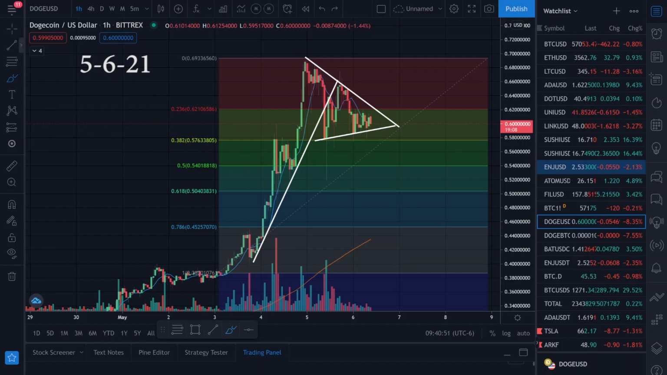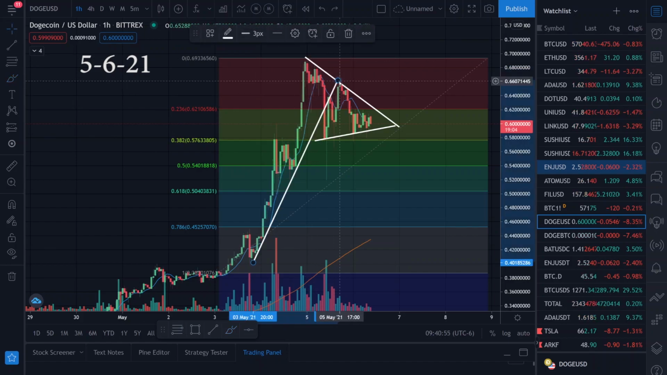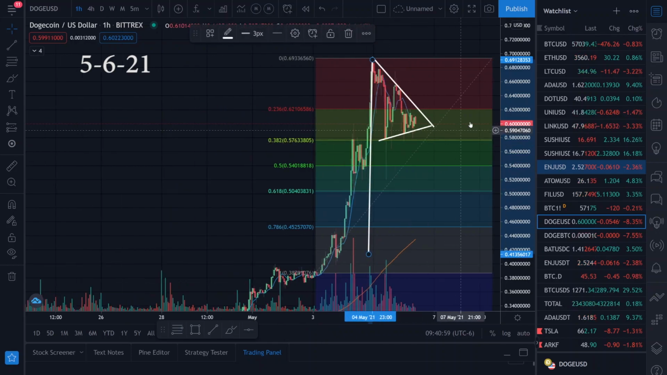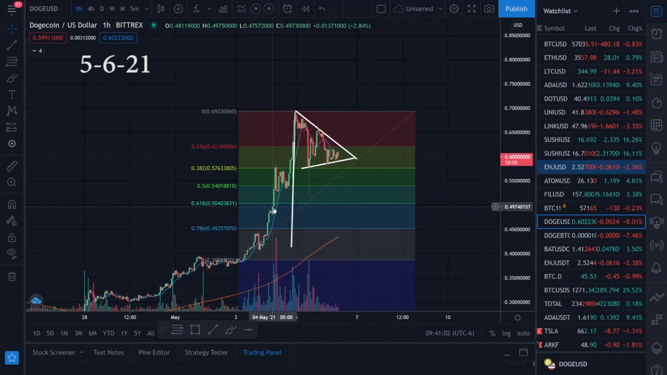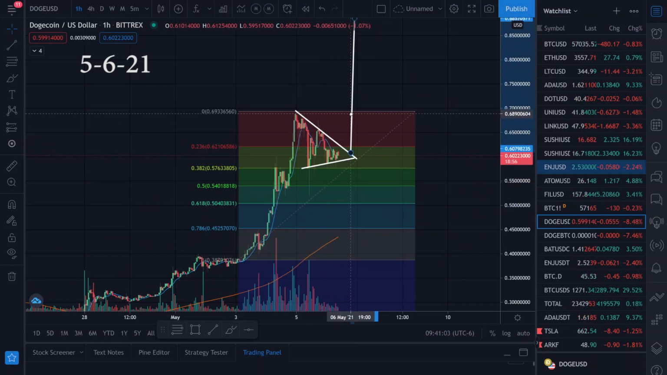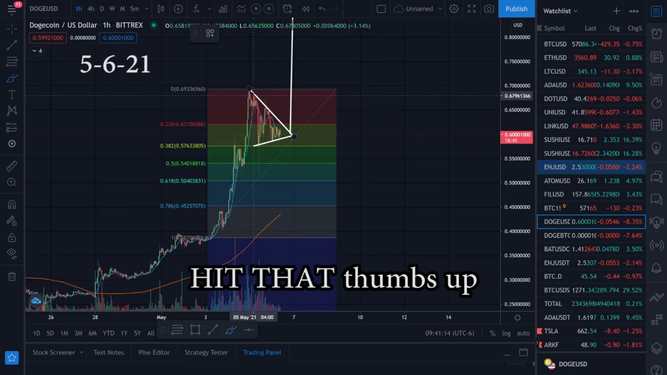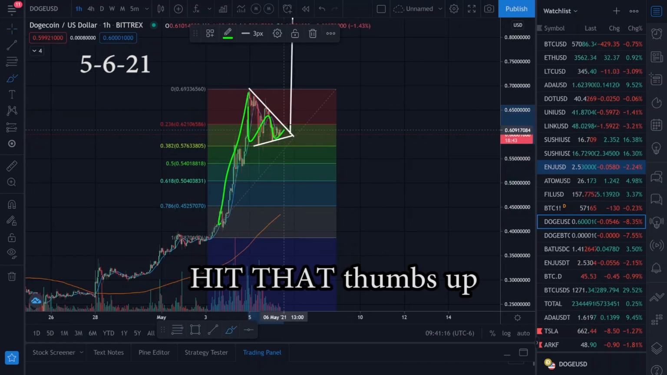So if we target from the top to the bottom of this run, and then we drag that to the breakout, let's say it breaks out to the upside going this way, we're possibly looking at a target of 87 cents approximately. What do you guys think? Do you guys think this looks like a flag or a pennant pattern?